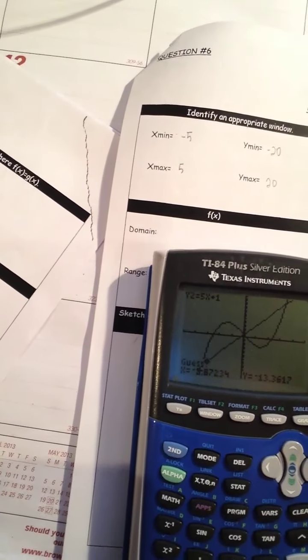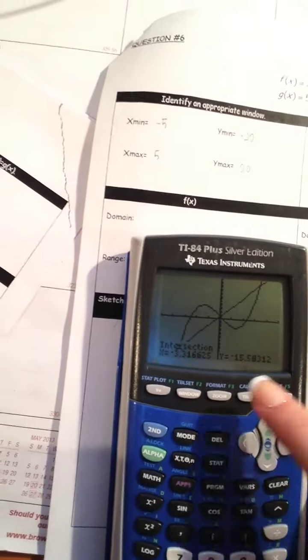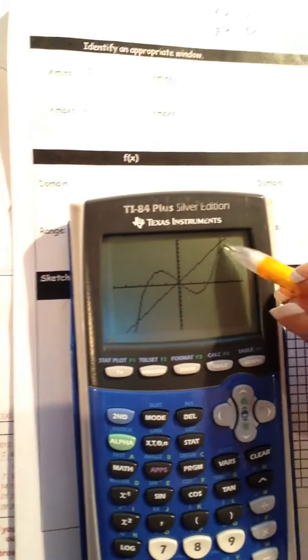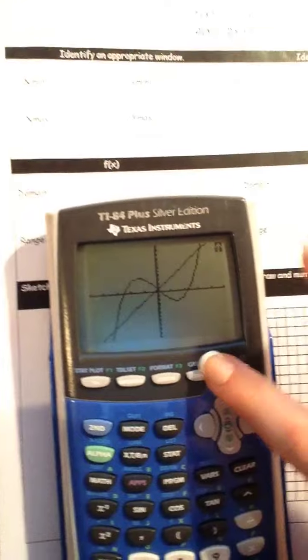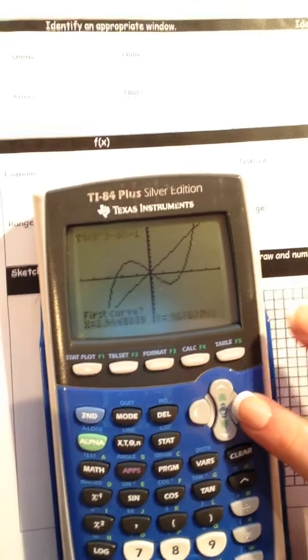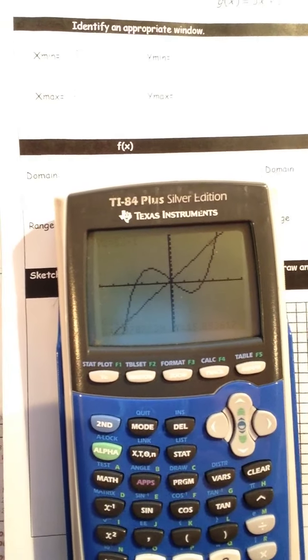So it's going to ask if you want a guess. So you're going to click enter. And that's the intersection point. So let's write that on our paper. And finally, our third intersection point right there. Same thing. Second trace, intersect, first curve, and second curve.